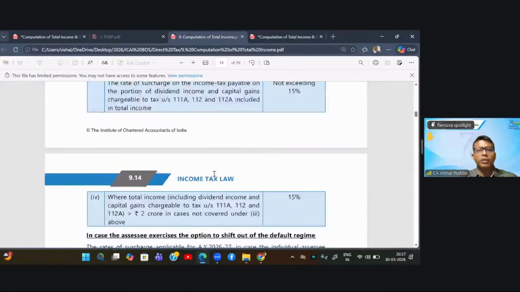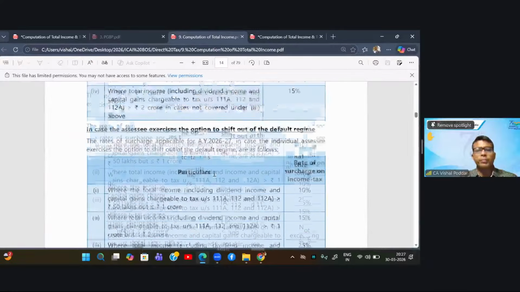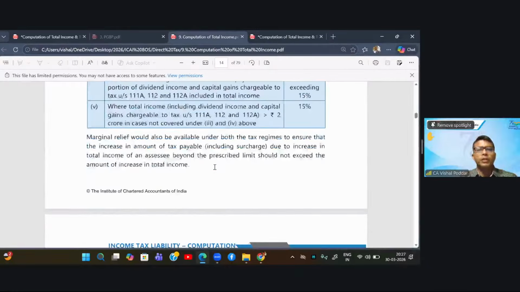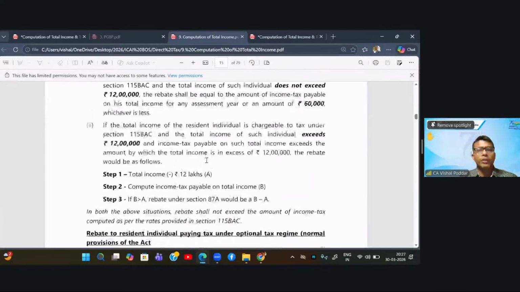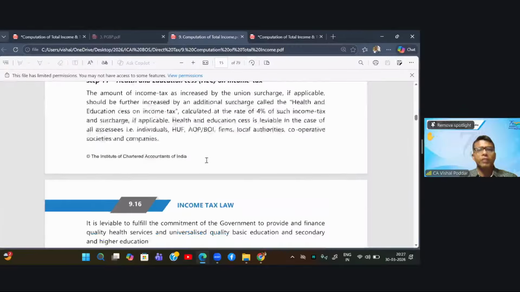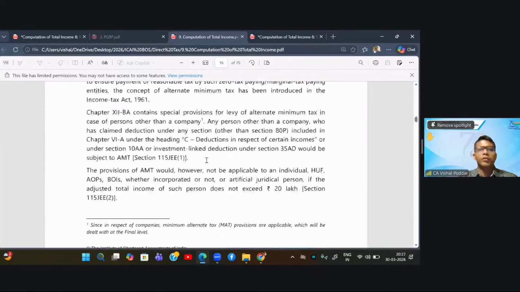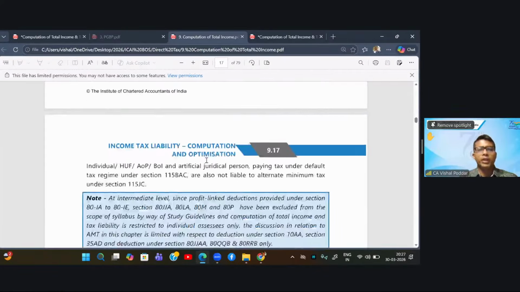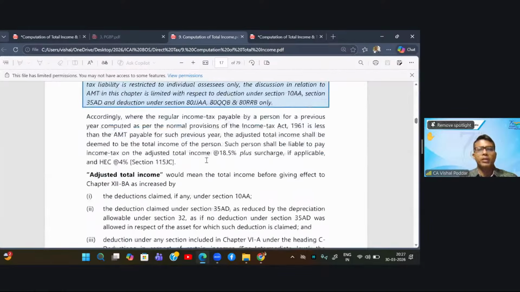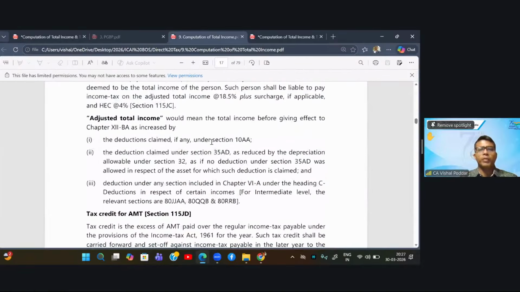What were those deductions? It was 10AA. We have not claimed here. It was 35AD. We have not claimed here. And it was 80JJA. So none of these deductions are here. So we did not go for AMT. See, we studied this at the start. So you should have claimed one of these deductions.